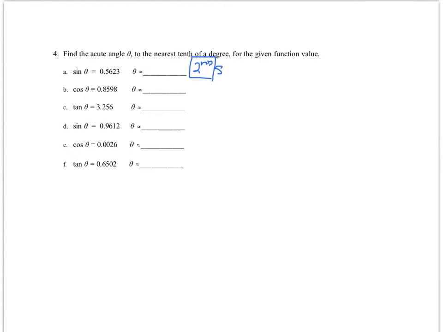sine on my calculator, second button sine, and then this will come up. And you put in 0.5623, end your parens, and hit equals. And then after you do that, rounding appropriately, you will get 34.2 degrees.